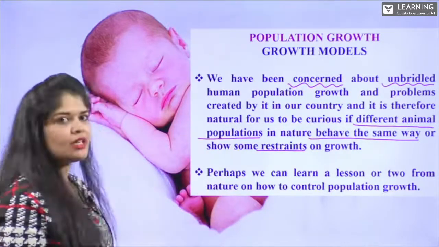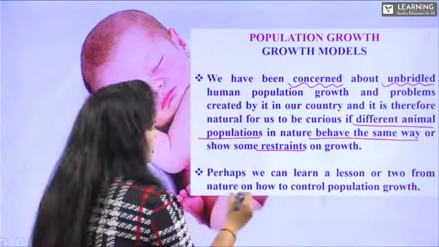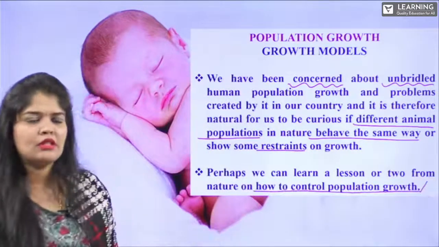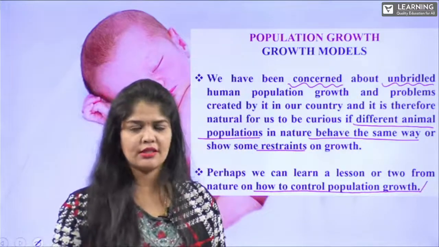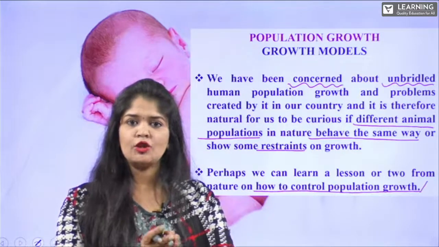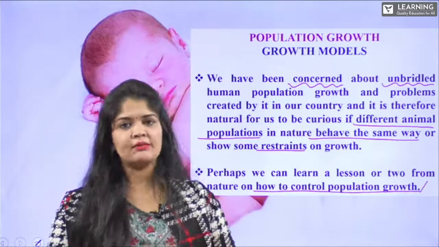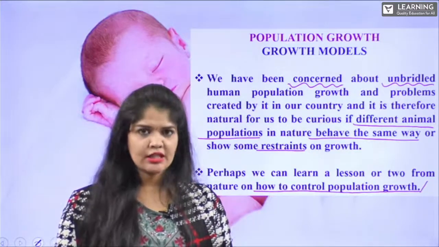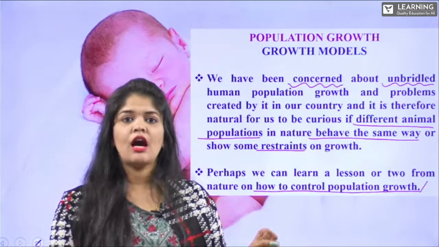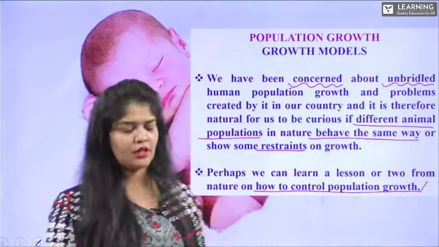Now, perhaps we can get some ideas, we can learn a lesson or two from nature on how to control population growth. To summarize, as there is an uncontrolled increase in the human population growth, we are searching to learn some lessons from nature, whether the same pattern has been followed by some other animal species. If yes, then how can we get control over this uncontrolled growth, right?